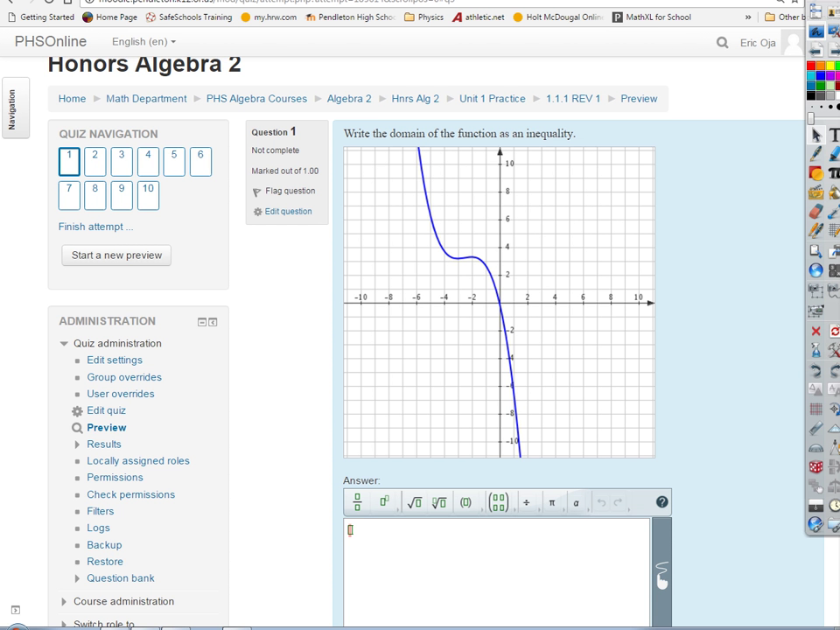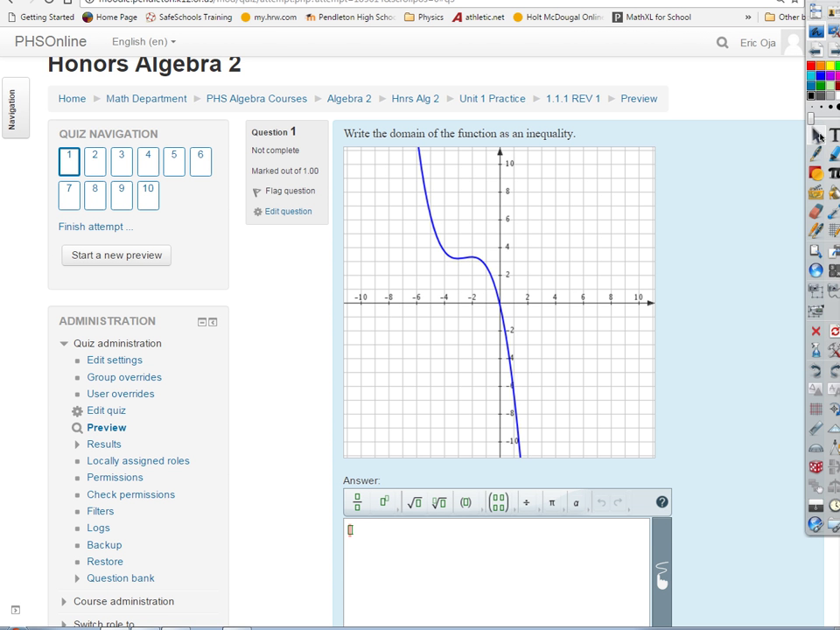Let's see, this is 1.1.1 Review 1, so this is just Module 1, Section 1, or Lesson 1. Okay, so we want to write the domain of the function as an inequality. When we look at this function on the board, we can see that it's unrestricted. We're seeing a small snapshot of the function, but if we were to expand the screen out to zoom out infinitely far, we'd see that the function just continues on to the left and up and to the right and down forever. And so the domain is unrestricted.